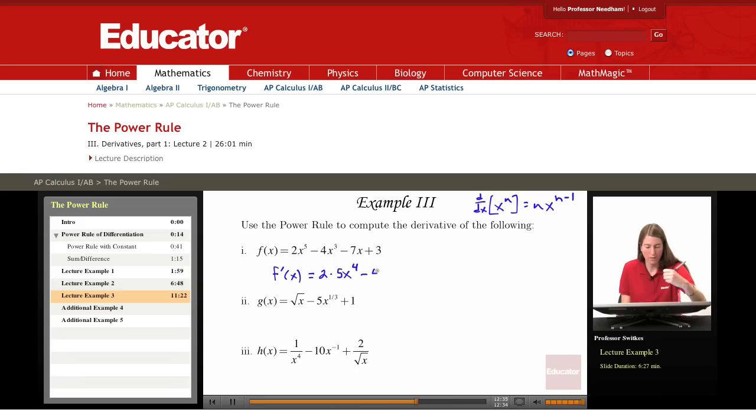minus 4 times derivative of x cubed, so 4 times 3x squared, where the exponent's coming out in front, and the exponent's dropping by 1. For the derivative of 7x, let's look at that on the side for a moment. So derivative of x to the first is like 1 times x to the 0th. X to the 0th is 1. So derivative of x is 1. So we're getting a negative 7 times 1.